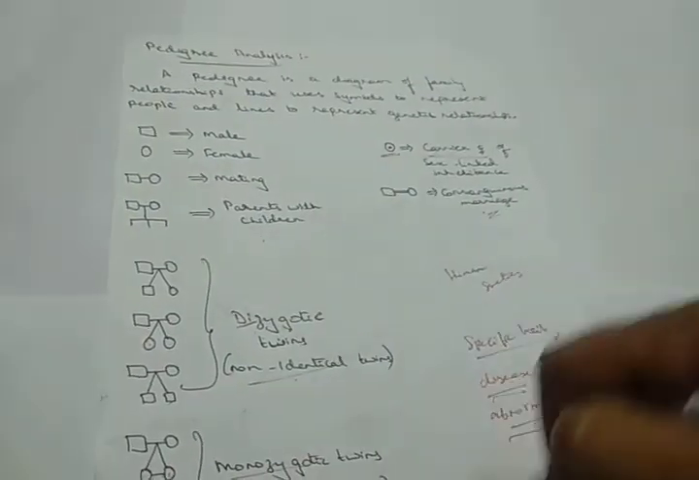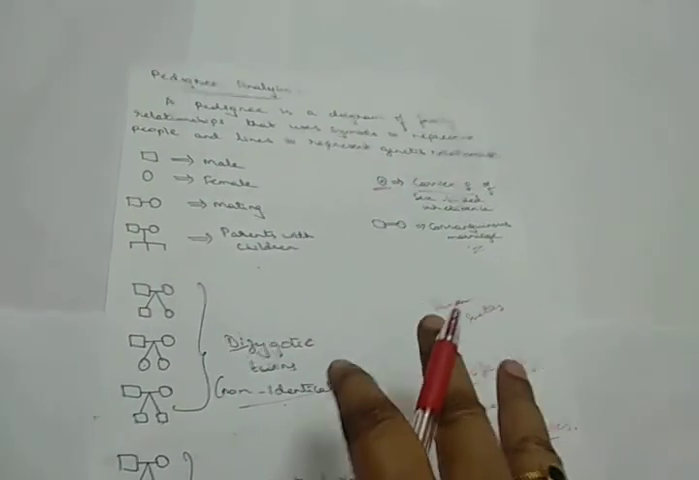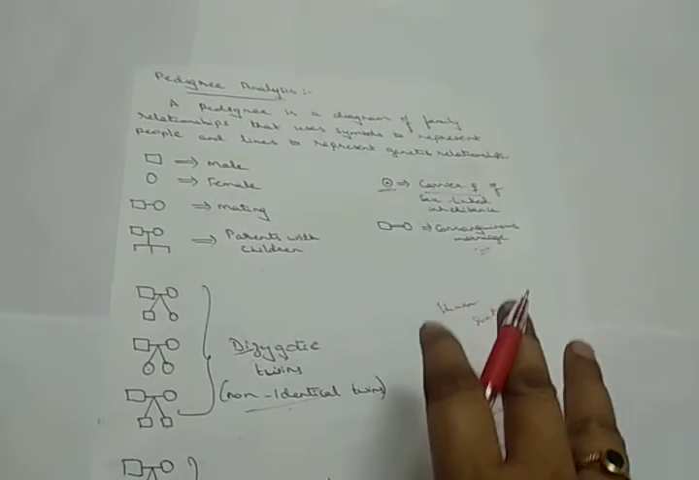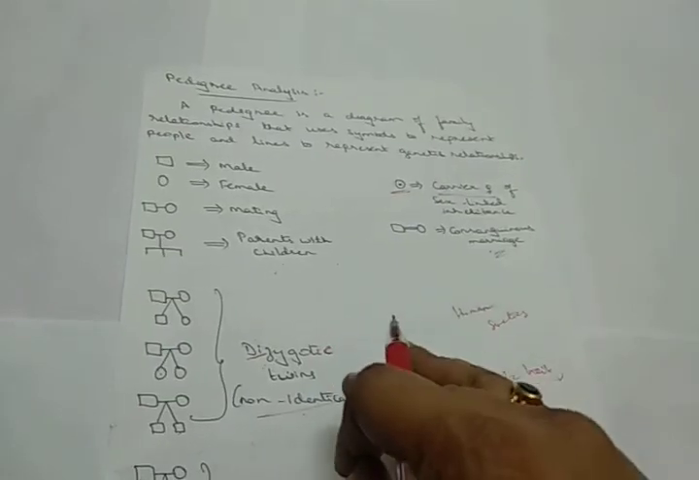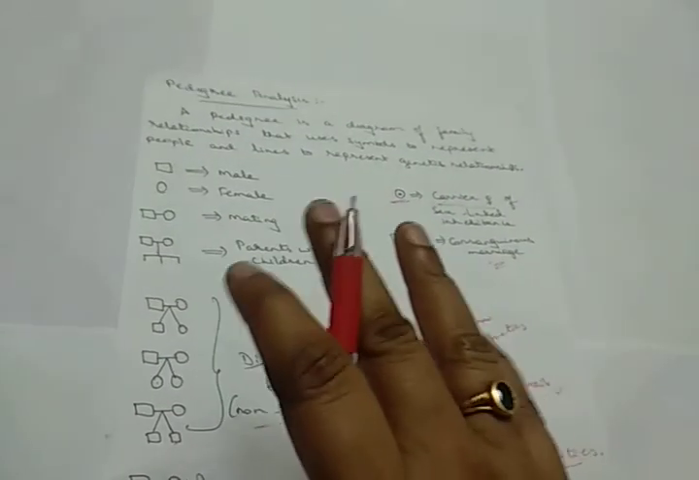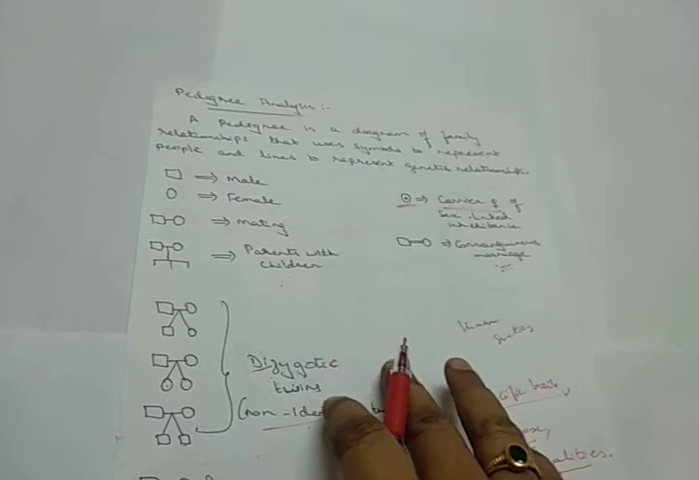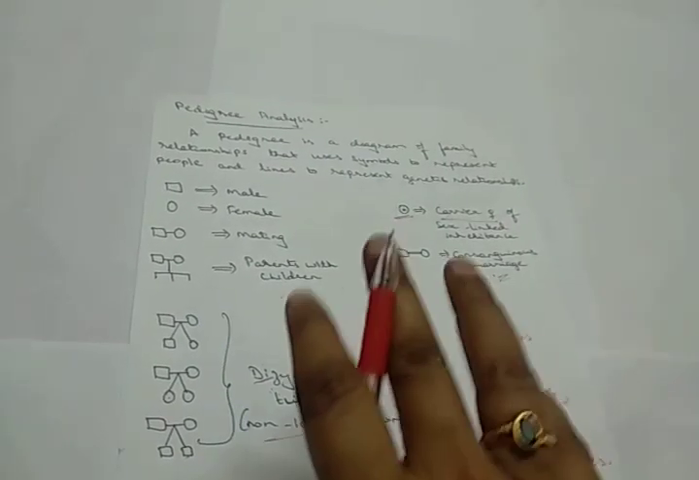And all these symbols are very important in plotting a pedigree analysis. In our next video, we are going to see the pedigree analysis in the case of color blindness and also in the case of hemophilia.